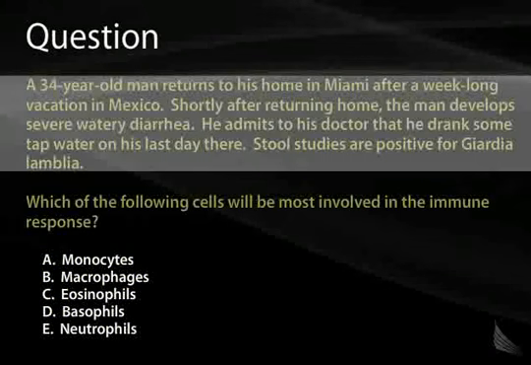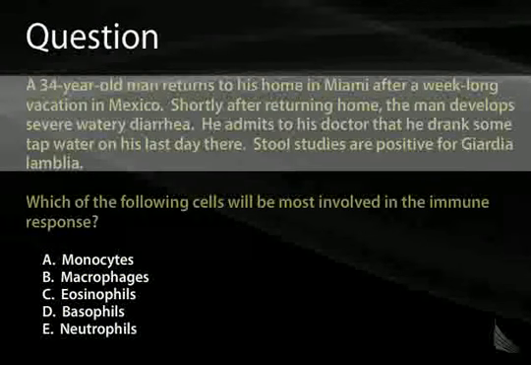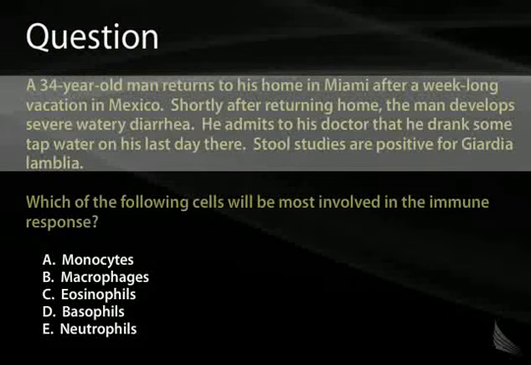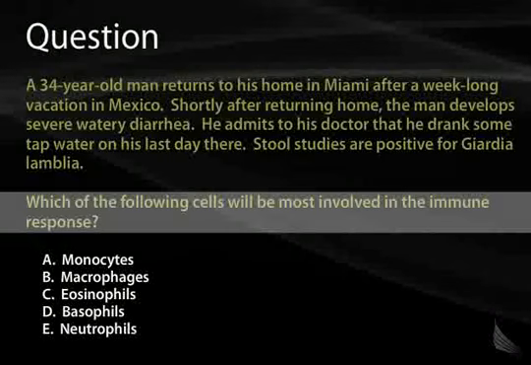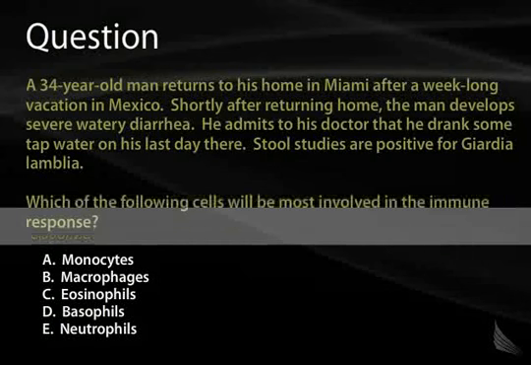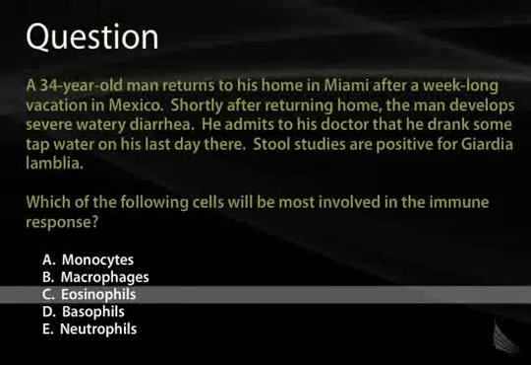All right, another question. A 34-year-old man returns to his home in Miami after a week-long vacation in Mexico. Shortly after returning home, the man develops severe watery diarrhea. He admits to his doctor that he drank some tap water on his last day there. Stool studies are positive for Giardia lamblia. Which of the following cells will be most involved in the immune response? A. Monocytes, B. Macrophages, C. Eosinophils, D. Basophils, and E. Neutrophils. The answer is C.